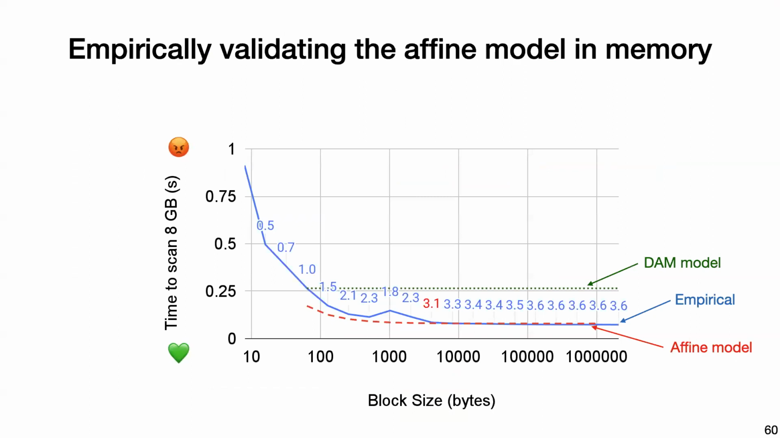This is some empirical verification that this affine model does indeed work. This is the block size that you read memory in, and this y-axis is the time it took to scan, in this example, 8 gigs, and down is good. The point is that the bigger the block size you read, the faster it is to scan the same size of memory.